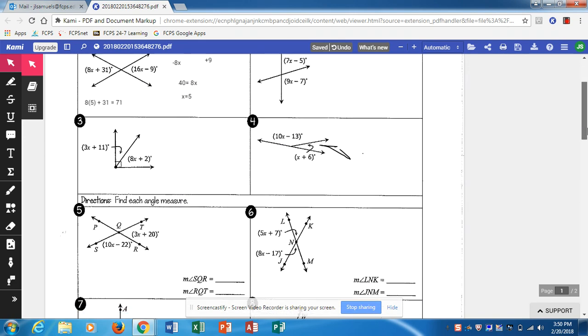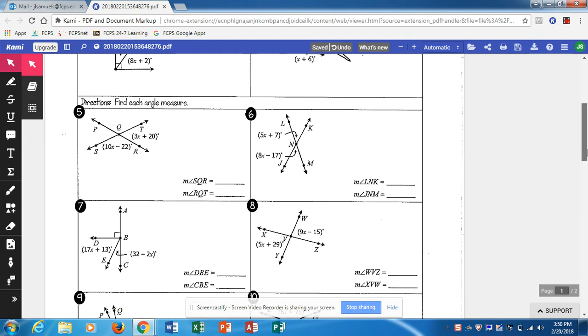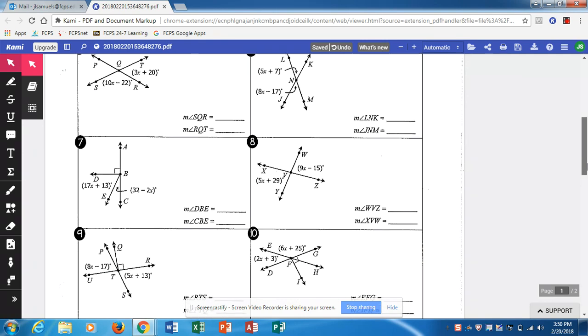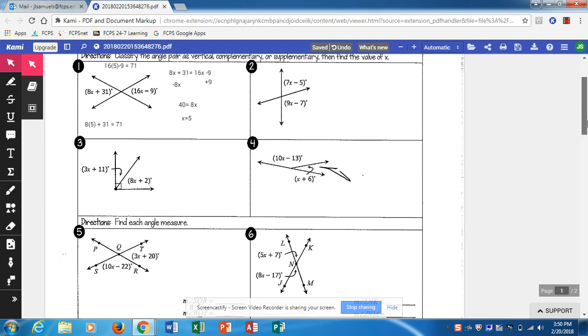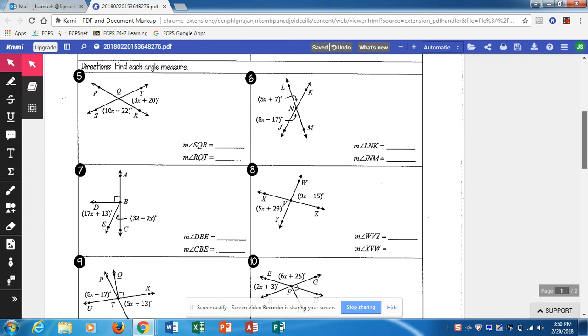Let's keep going down to the bottom. You guys are going to do all of those even ones. Let's look at this one really quickly, number 5. As we can see, these two angles, let me highlight it really quickly. These two angles here. Let me undo that. That's ugly.